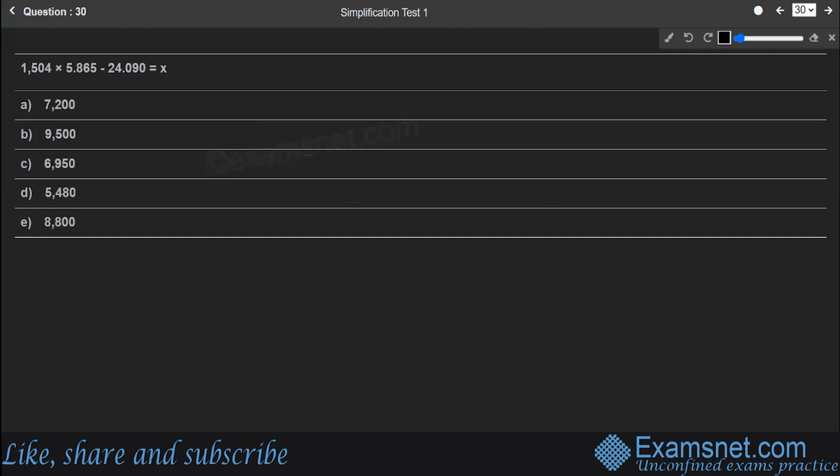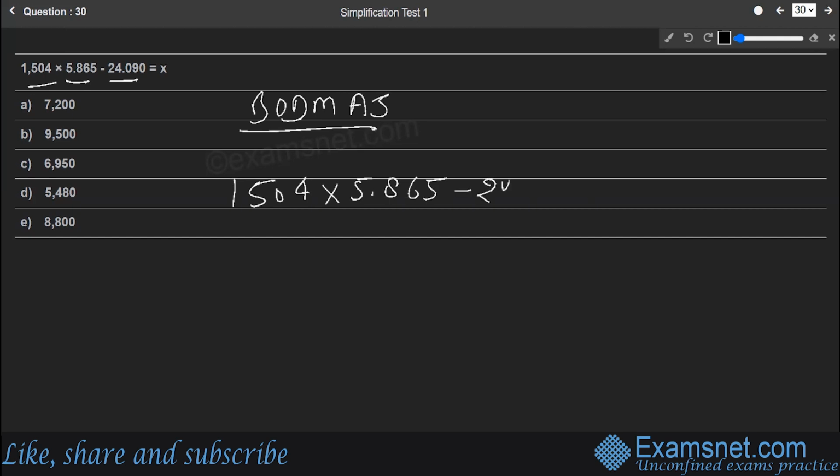Now the next question: 1504 into 5.865 minus 24.090 is equal to x. Clearly the rule called BODMAS has to come into the scene again. If we do that, let us quickly write 1504 multiplied by 5.865 minus 24.090. That's what we are supposed to solve. See, divide is not available, bracket is not there, of is not there, so we only have to solve multiply, and add is also not there, so we have to do subtract at the last.